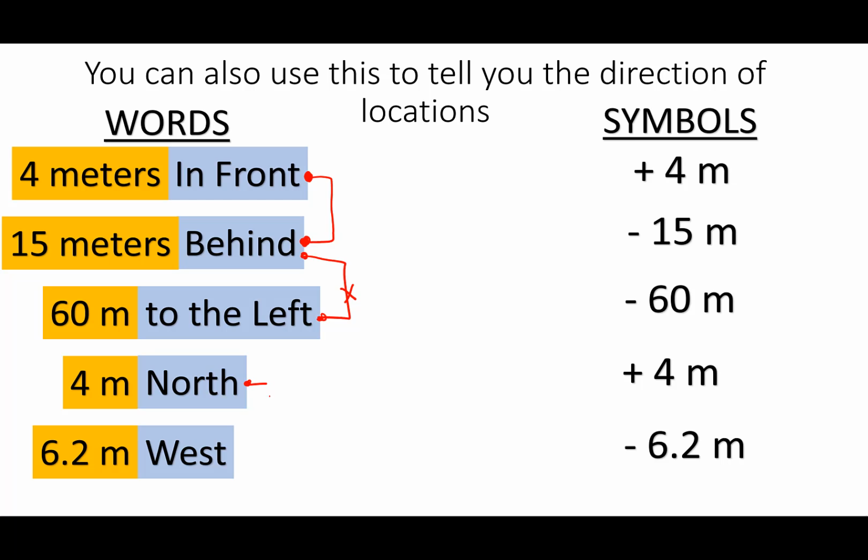Similarly, north and west, right? You might say, well, wait a minute. If I see positive in a problem, how do I know if it's north or if it's east? And the answer is, we will tell you that you're either dealing with a north-south line or an east-west line, never both. So hopefully that was helpful.